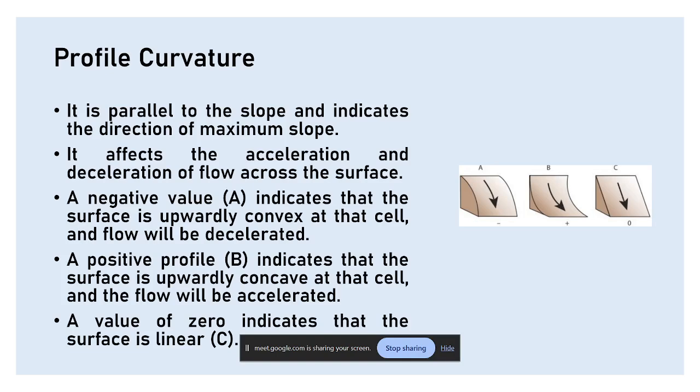A positive profile indicates that the surface is upwardly concave at that particular cell, and the flow will be accelerated because it's easier. And a value of 0, just like before, if you have a linear surface.